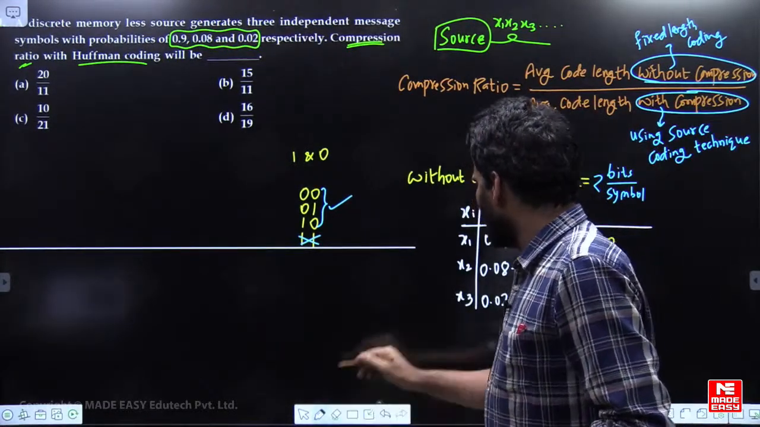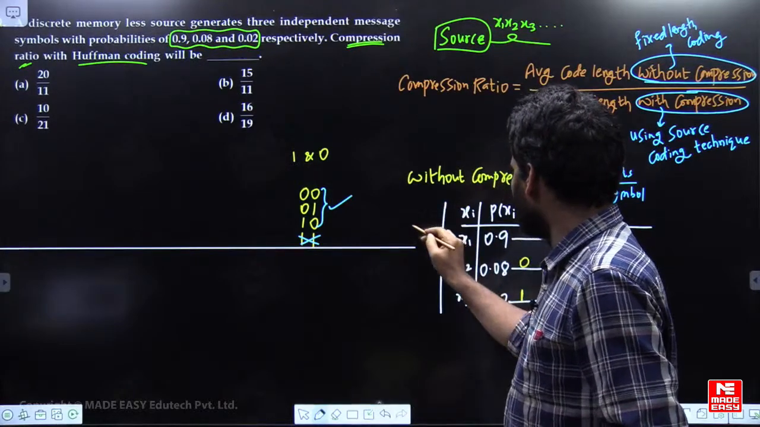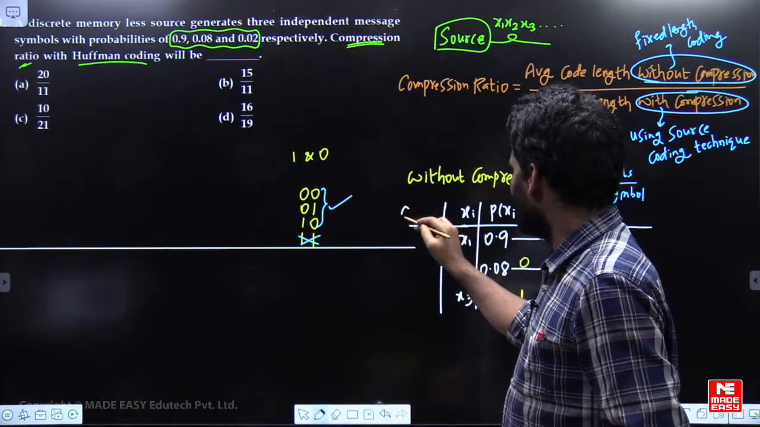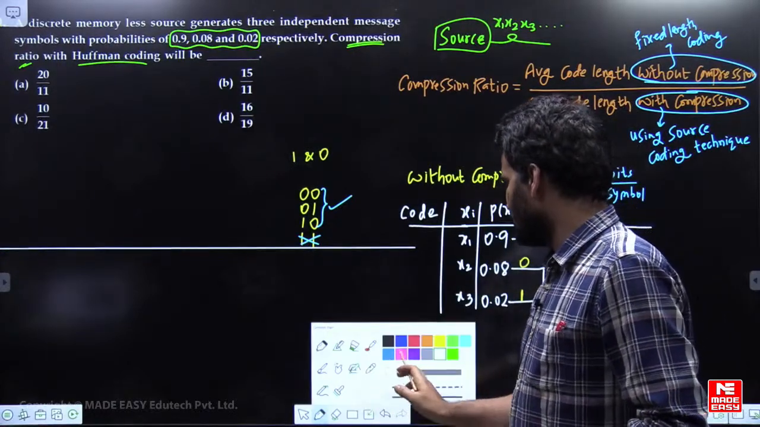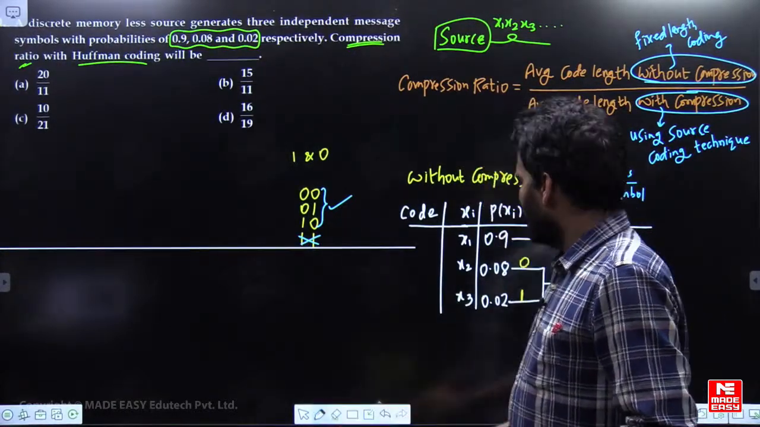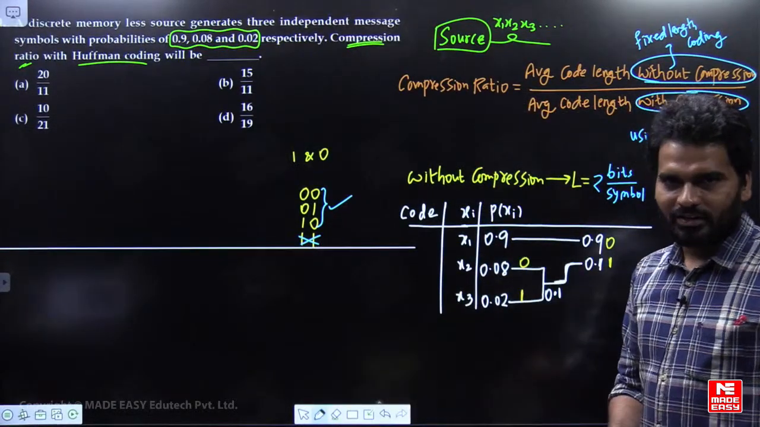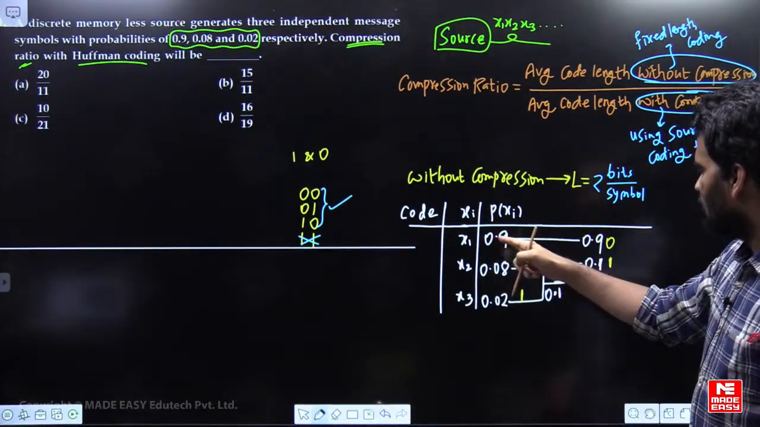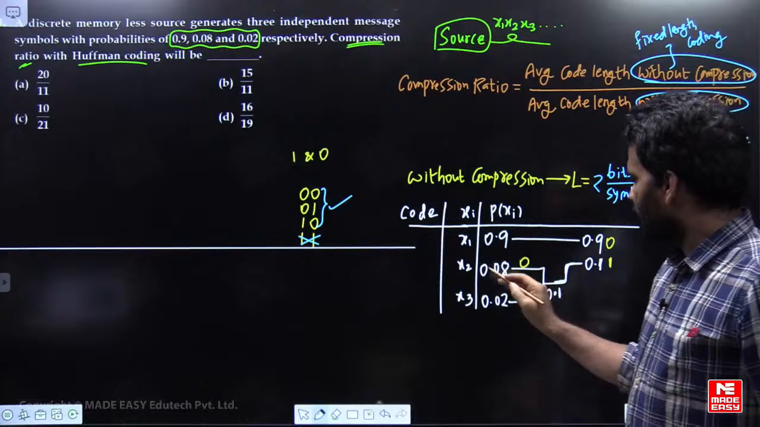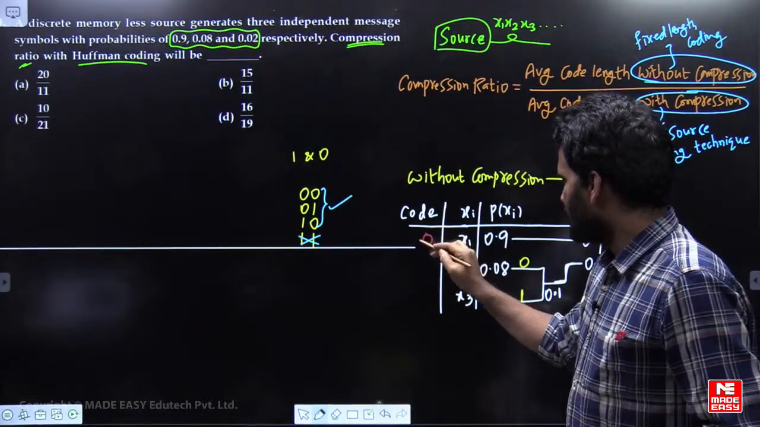Now, what is the code that will be generated here? So what is the code for x1? Simply try to reach the last step. Then what bits do we come across? Only 0. So x1 is coded with 0.